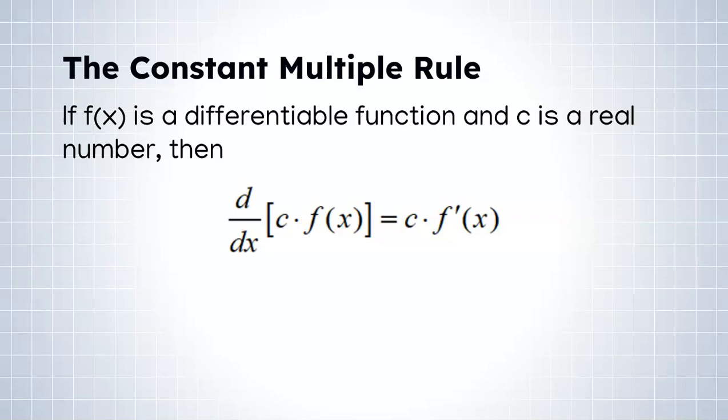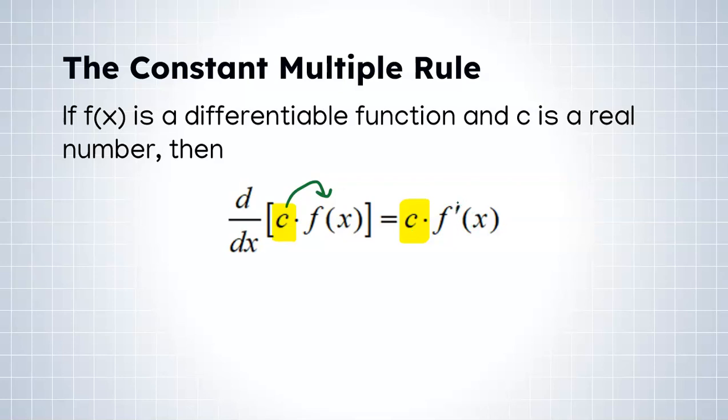If f of x is a differentiable function and c is a real number, then the derivative with respect to x of c times a function is simply equal to c times the derivative of that function, f prime of x. So the constant multiple rule says this. If you have a constant being multiplied out in front of your function, just leave it there. Don't do anything with it. Find the derivative of your function, and then just make sure you multiply your derivative by that c as well. So the constant multiple rule says, listen, if you got a constant out in front of your function, it stays there even after you have turned your function into the derivative.